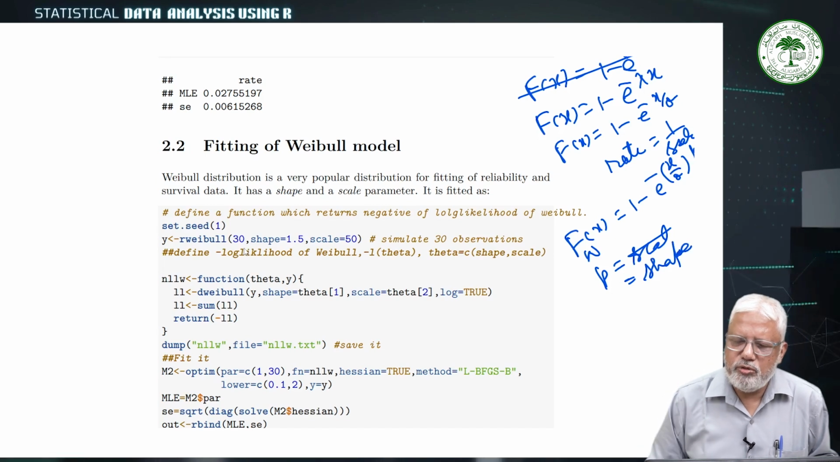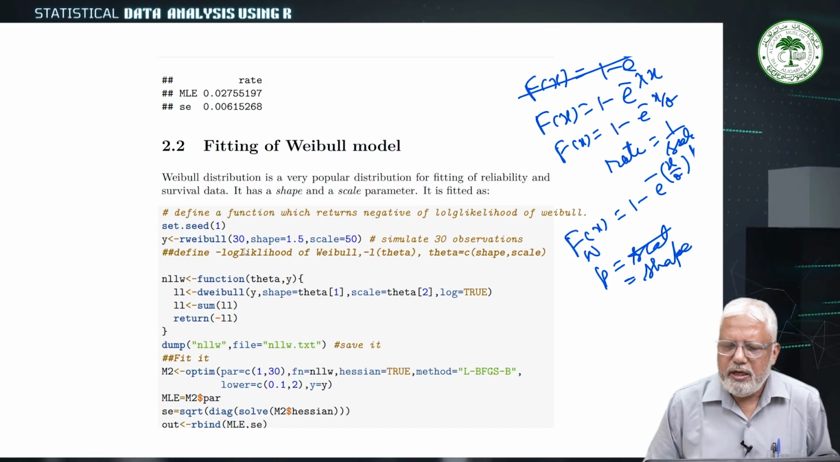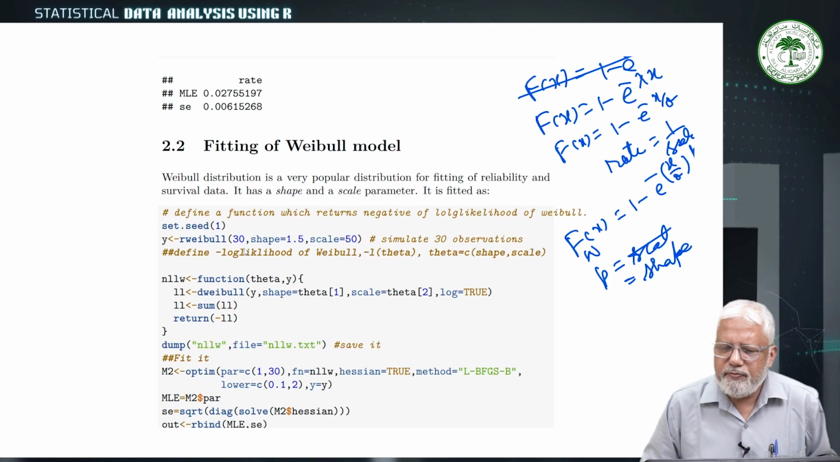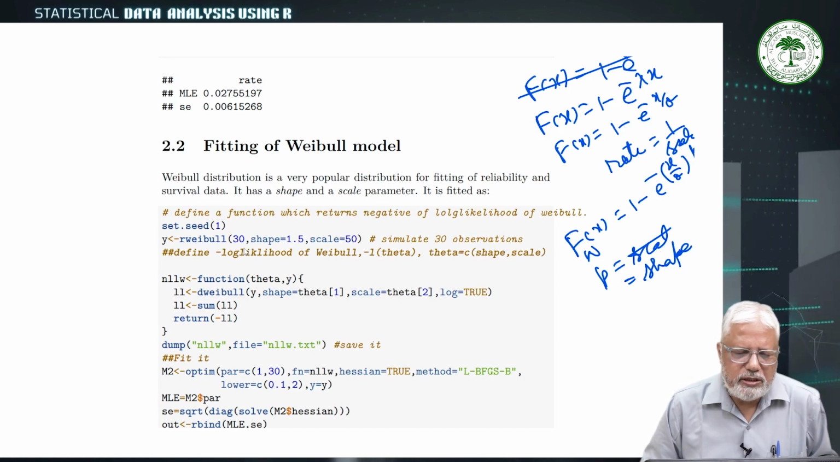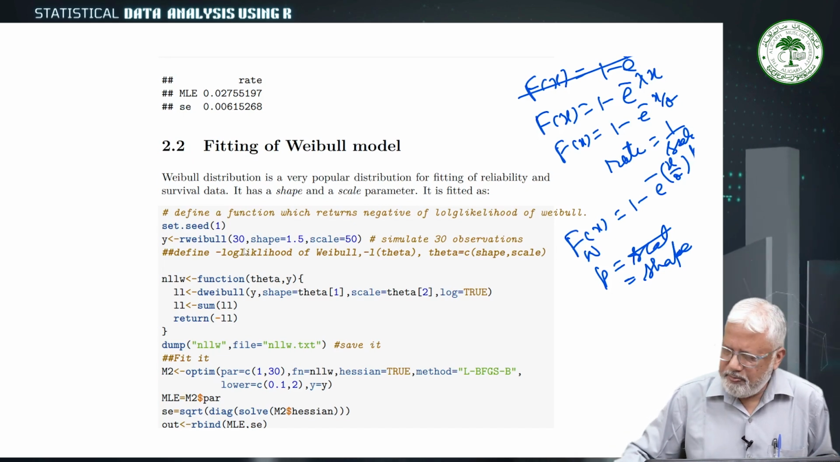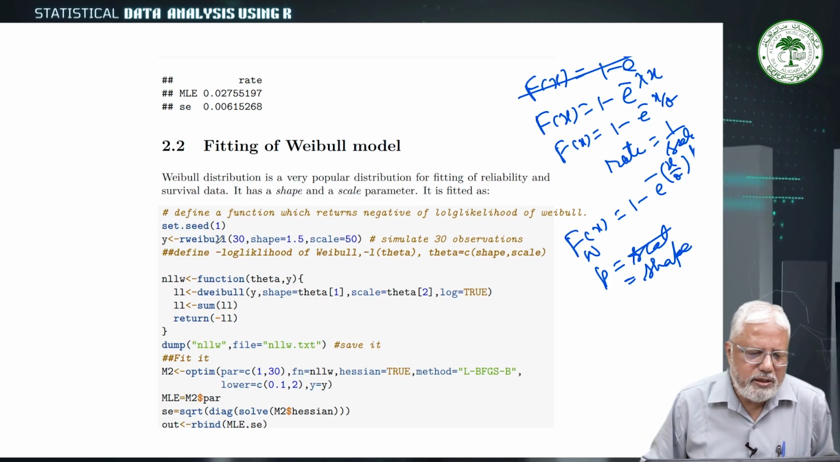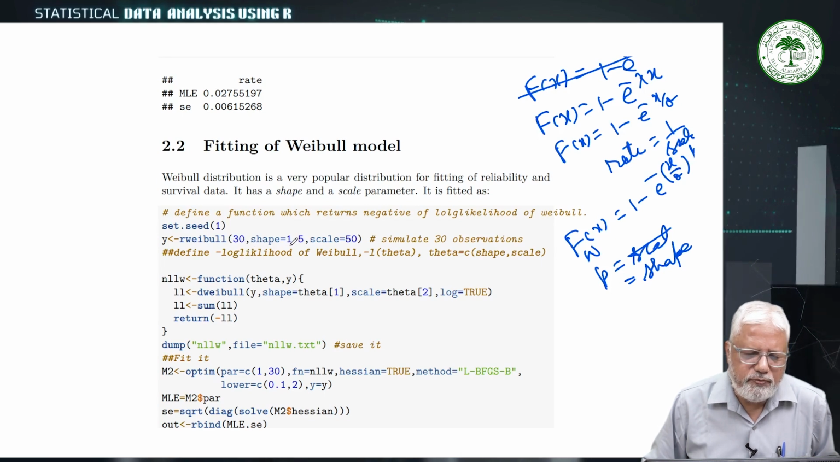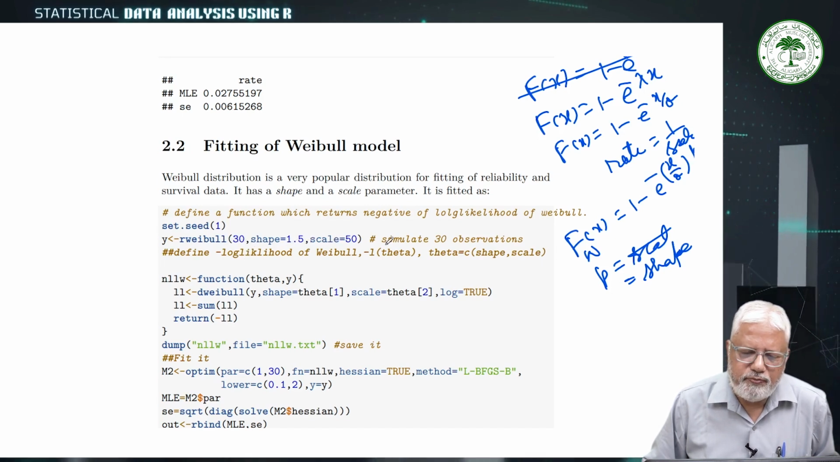P is equal to shape, so it decides the shape of the distribution. For p equal to 1, it becomes the exponential distribution. Normally p is greater than 0. Here we have taken R Weibull, where 30 observations are being simulated with shape equal to 1.5 and scale equal to 50.